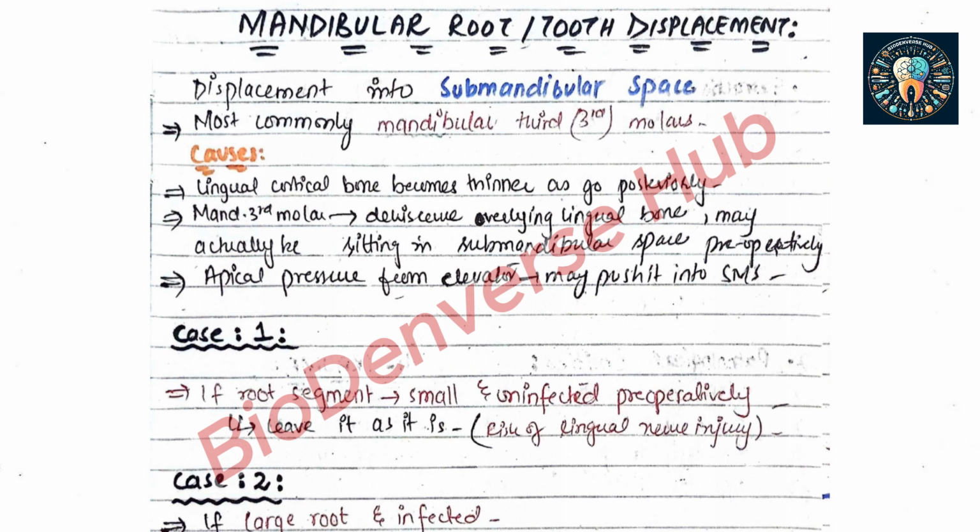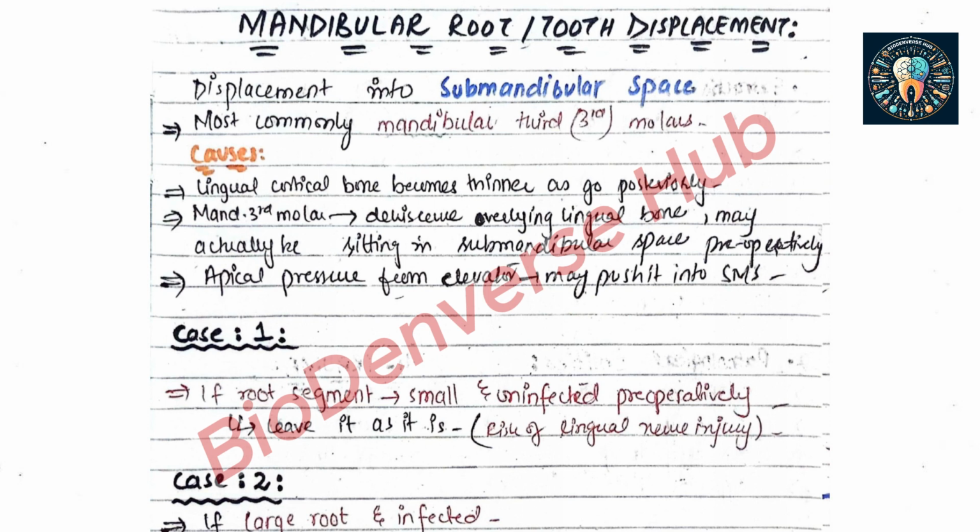Again, we need to understand the causes. So the causes or reasons for displacement include that the lingual cortical bone becomes thinner as we go posteriorly. So in that regard, if you have not kept that point in consideration, it could lead to a mistake and the root or the tooth could be displaced into the submandibular space.